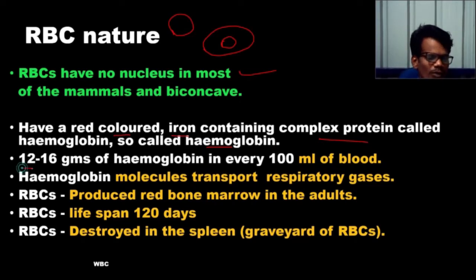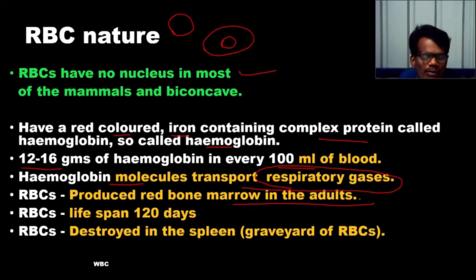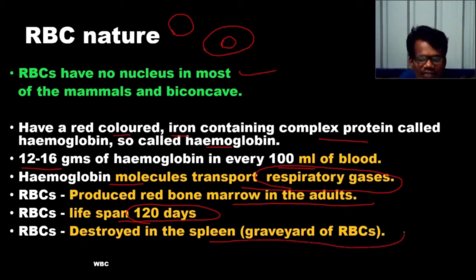Hemoglobin occupies about 12 to 16 gram in every 100 ml of the blood. Hemoglobin molecules transport respiratory gases, both oxygen and carbon dioxide. The site of RBC production is bone marrow in adults, or other structures in the embryonic stage; we will see them later. The lifespan of RBC is 120 days and they get destroyed in spleen and liver. The spleen is called the graveyard of RBC.